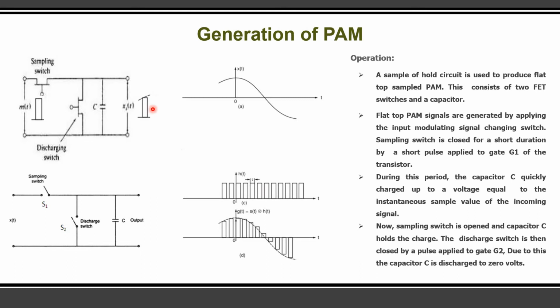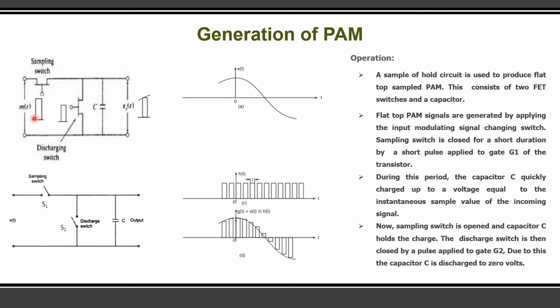Once we get the first sample or first pulse, we apply the clock signal to switch 2. Now switch 1 is open and switch 2 is closed. Once switch 2 is closed, the capacitor will completely discharge through the ground and go to the zero condition. This position in the pulse amplitude modulation is called the off period.